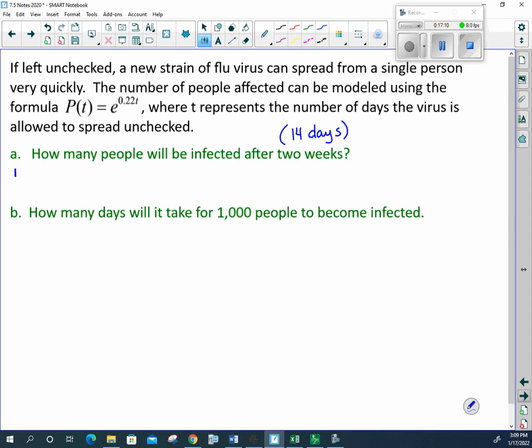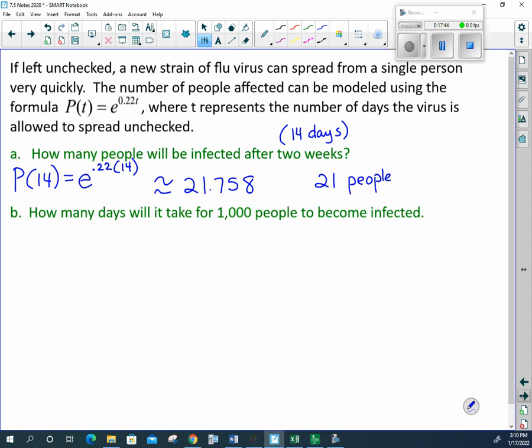So you would say P of 14 equals e to the 0.22 times 14 power. So let's just go ahead and type that in our calculator. So e, and then we're going to go 0.22 times 14. And that's going to be about 21.758. So we'll just say that's about 21 people. So one person and then 21 people in 2 weeks.